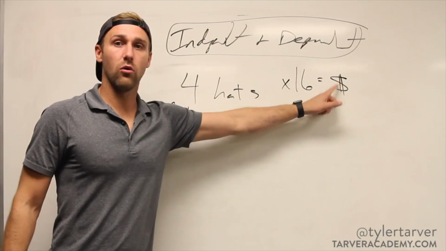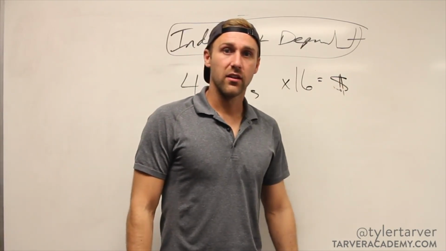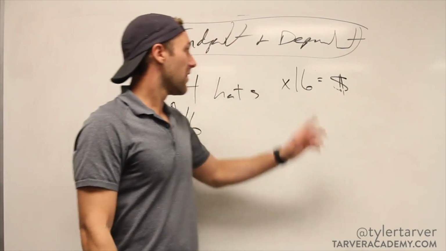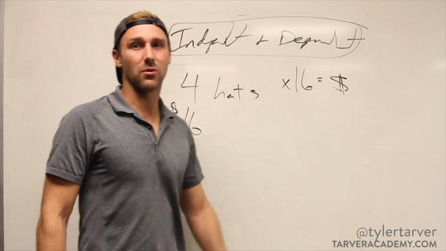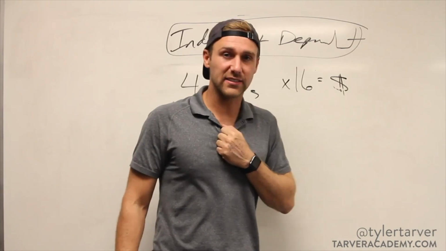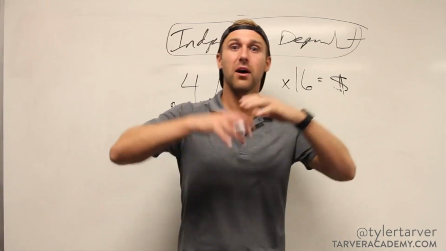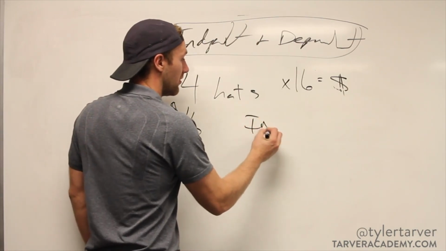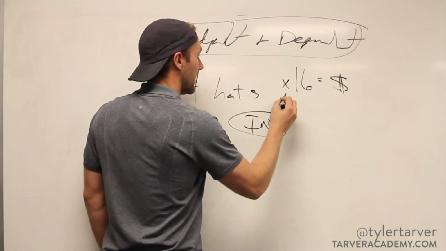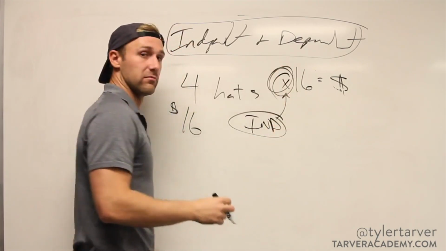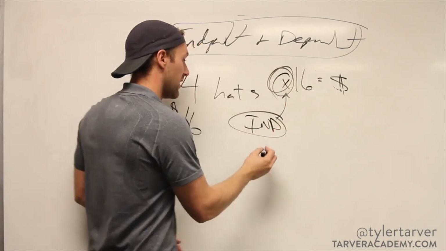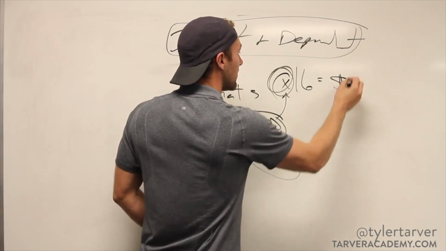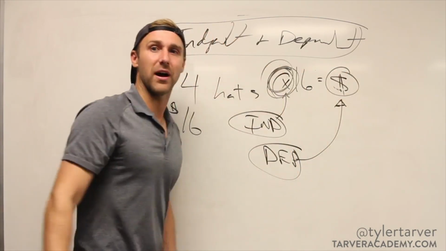Do I control the amount of money that I'm going to spend? Not really, no. The amount of money I'm going to spend depends on how many hats I want to buy. I control the purchase of the hats. Lids controls the amount of money that's going to end up being. So our independent variable is our x, which is our amount of hats we're buying. Dependent, the price depends on how many hats I'm buying.